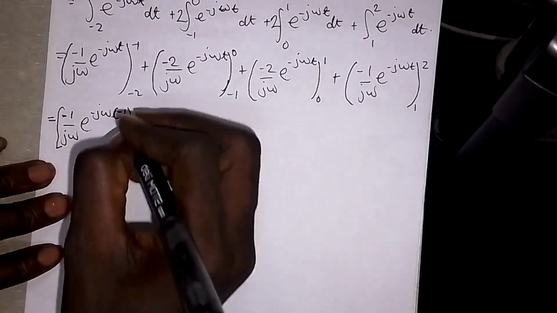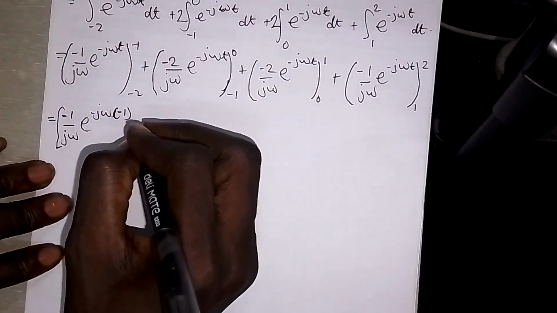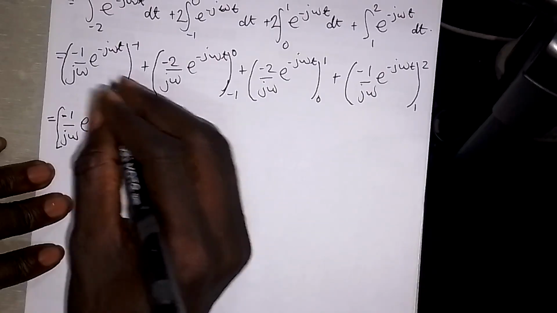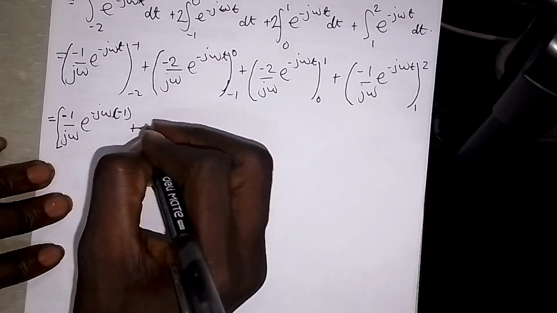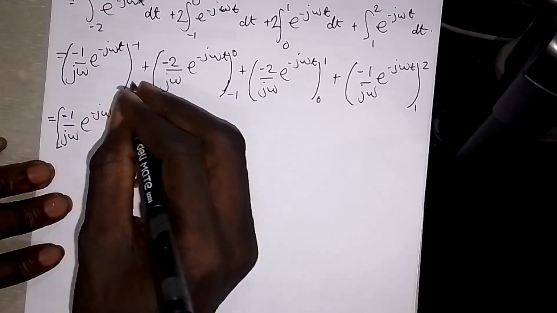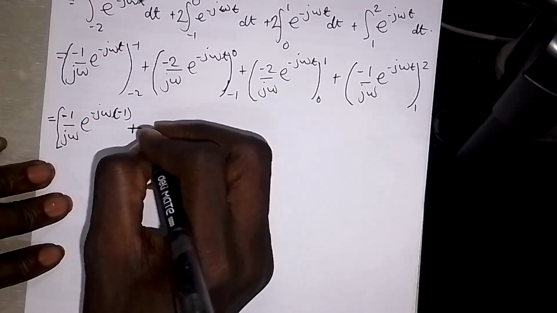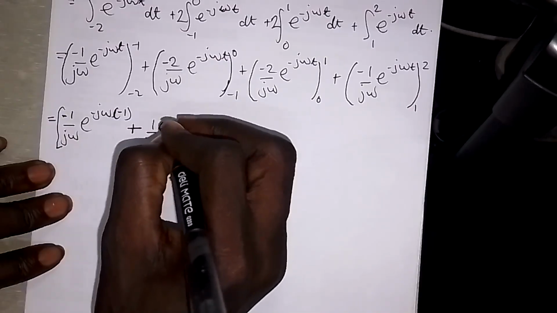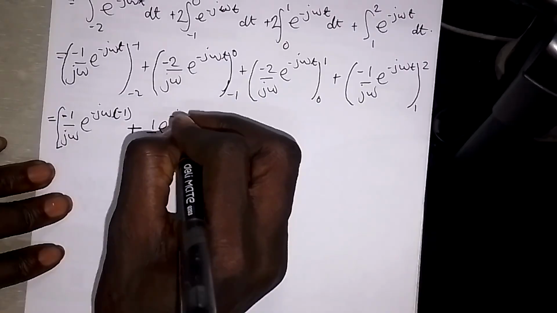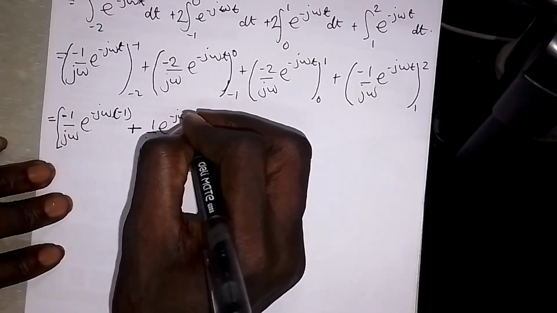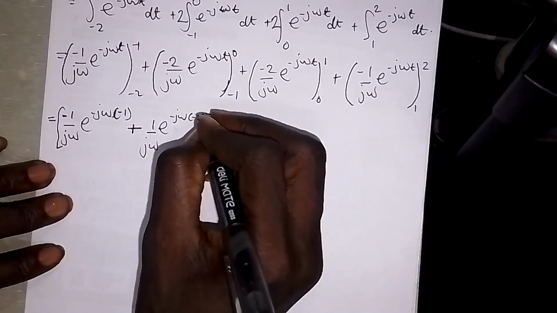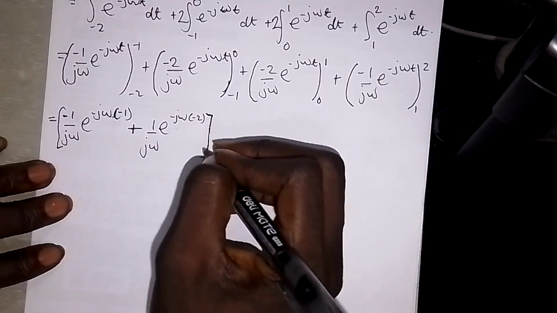And then I'm going to have minus again, so it will be minus minus, so it will be plus. So it will be 1 over j omega into e exponent minus j omega, here will be minus 2. Okay, so let me close this one.